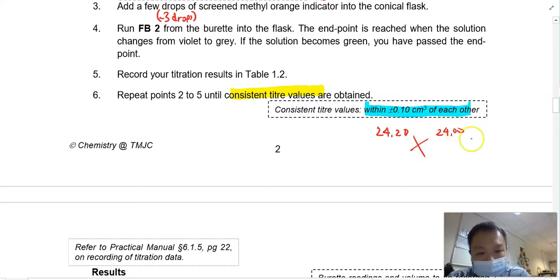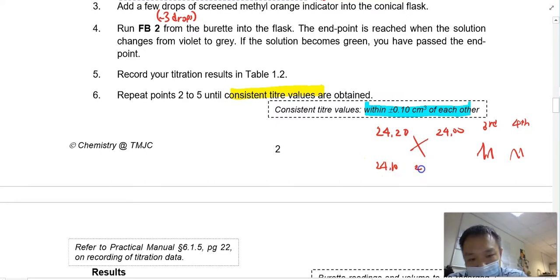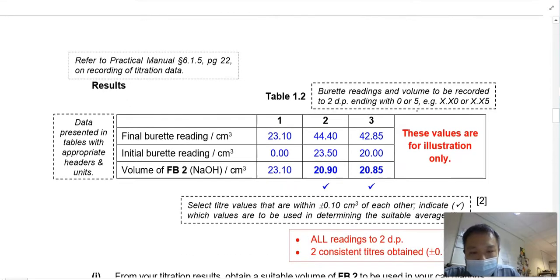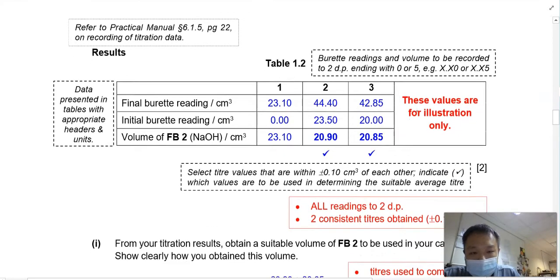And what's the corrective action? You'll need to do your third titration, and fourth if necessary, and so forth, until you get consistent titer values. So the question is, if I have 24.10 and 24.00, do I need to do a third one? You do not need to, because these two are consistent, as they are within plus minus 0.1 of each other. Okay? So these values that I've obtained are for illustration purposes.